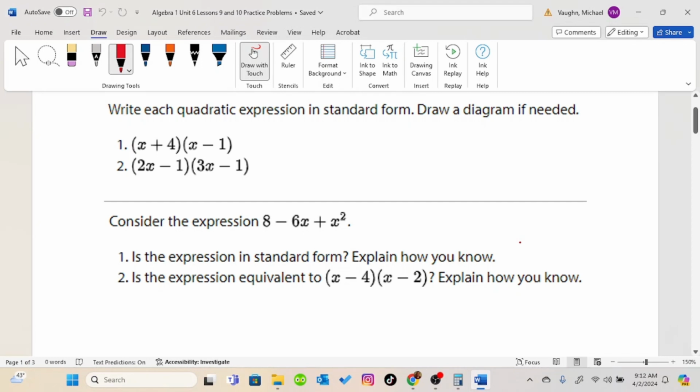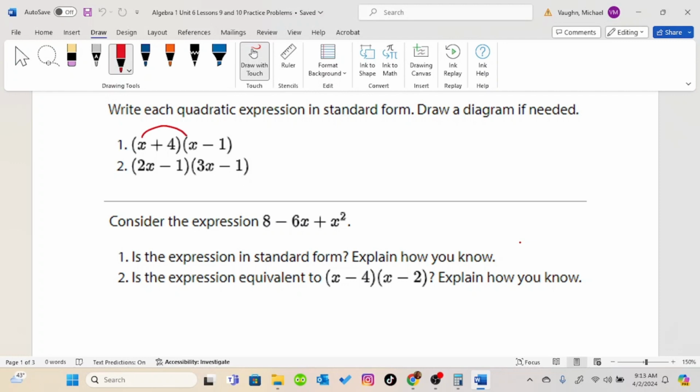Welcome to Algebra 1, Unit 6, Lessons 9 and 10, Practice Problems. Write each quadratic expression in standard form. Draw a diagram if needed. I'm not going to draw a diagram. I'm just going to use FOIL.